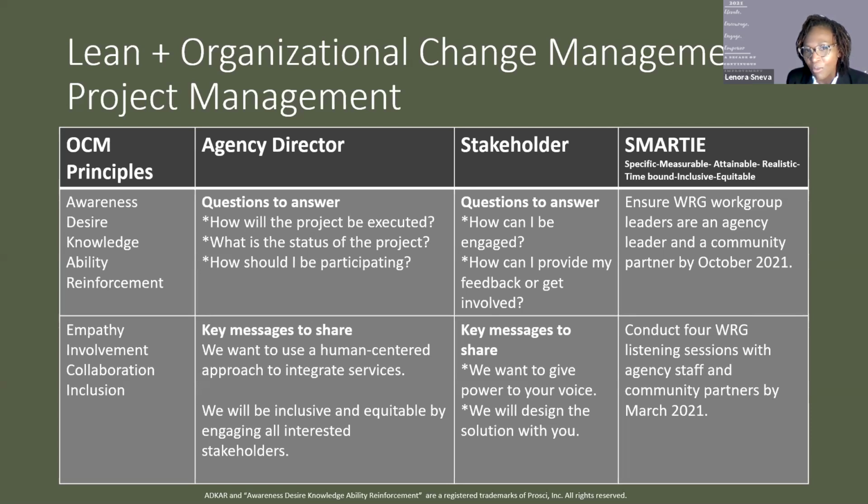And then on the far right, under SMARTIE, there are specific goals. So I know all of you have probably heard of SMART goals, but what we've done is add an IE for inclusive and equitable. The SMARTIE goal speaks to project management, and these goals can be measured and all need to be tracked.